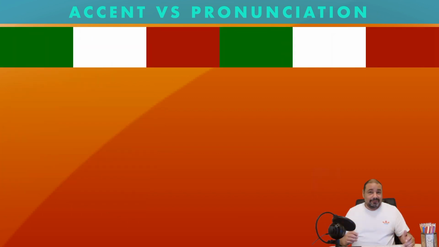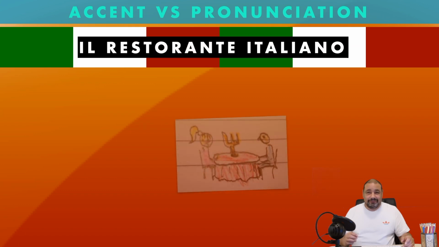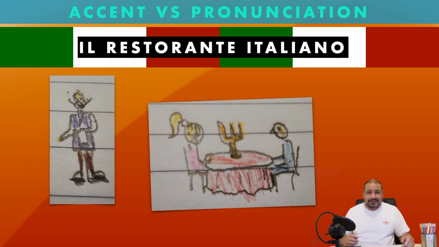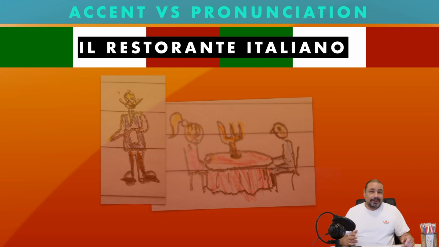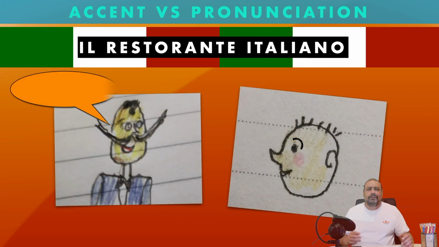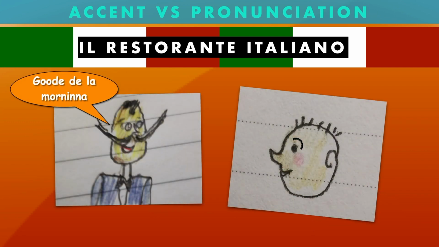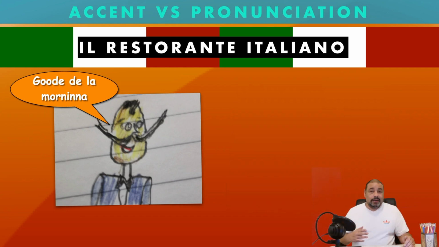Imagine you invite your new girlfriend for breakfast to a fancy Italian restaurant. Il ristorante italiano. So the waiter greets you by saying, "Good della morning, good della morning." And you're gonna be like, wait, what? In my view, if I go to an Italian restaurant, it is a plus if the waiter speaks with an Italian accent. It's cool. But it's also true that I have to be able to understand what he says so I can order my food.